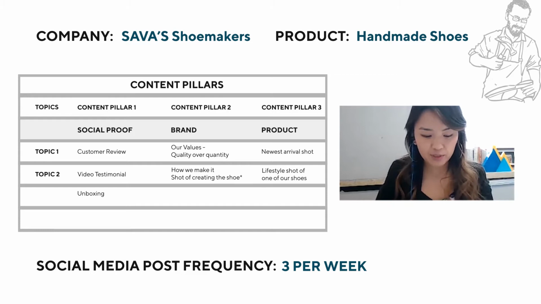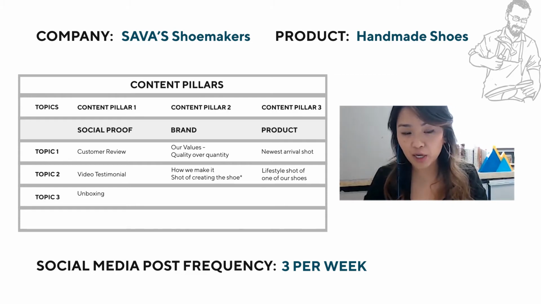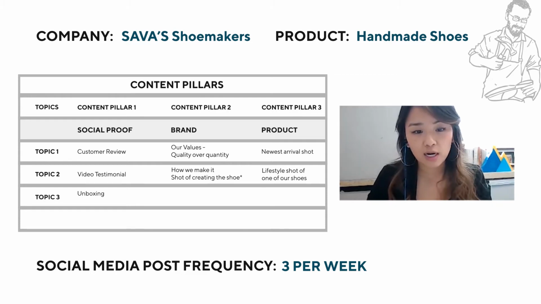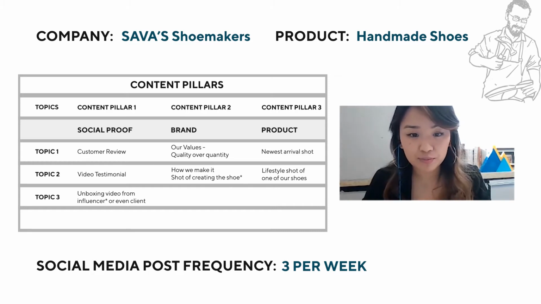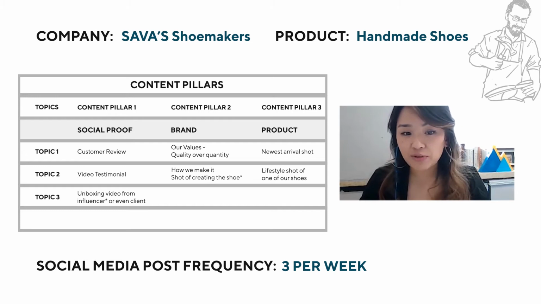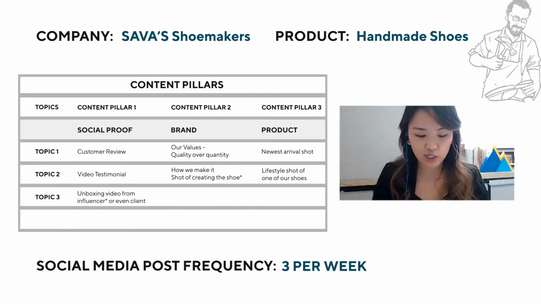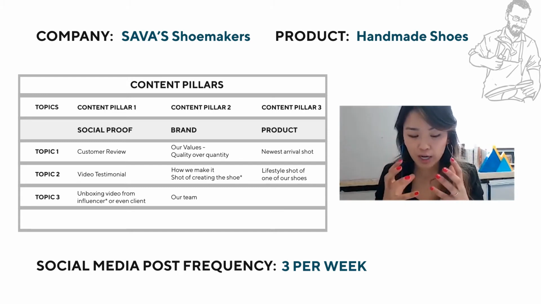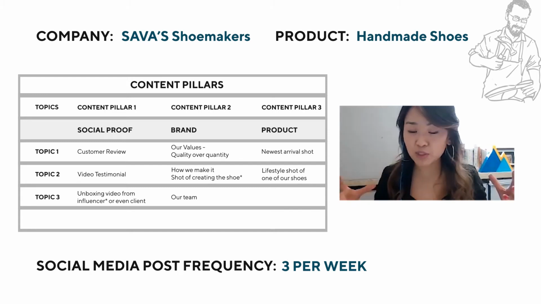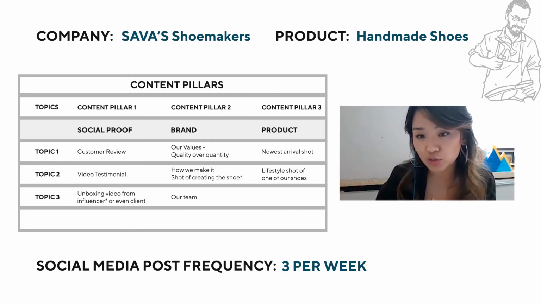Now for topic number 3 here, I have put in unboxing. That works. An unboxing video from an influencer is one, or even just a client. It doesn't have to be an influencer. For the third topic under brand, I'm going to think, okay, you know what? Instead of doing our values or how we make it, share our team, right? So maybe behind the scenes, we can share who makes up our company. That's one. So maybe showing people the faces that are behind the shoes.